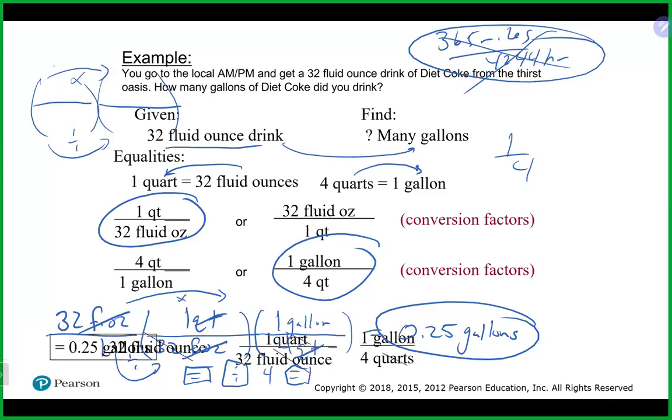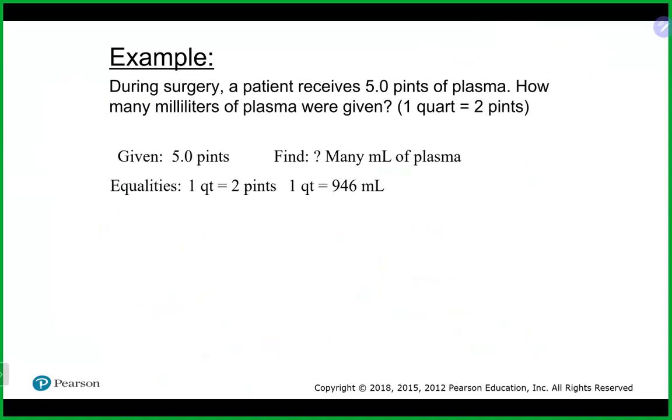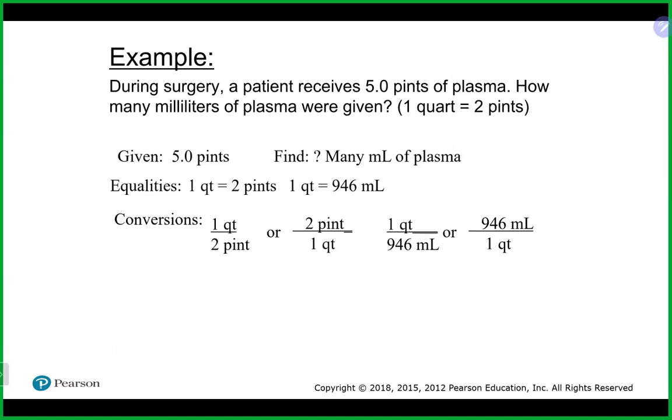All right, let's take a look at that one. Patient receives 5 pints of plasma, milliliters. Okay, so again here, we're looking from pints and we want to get ourselves to milliliters. This obviously could be one pathway, pints to quarts and quarts over to milliliters.